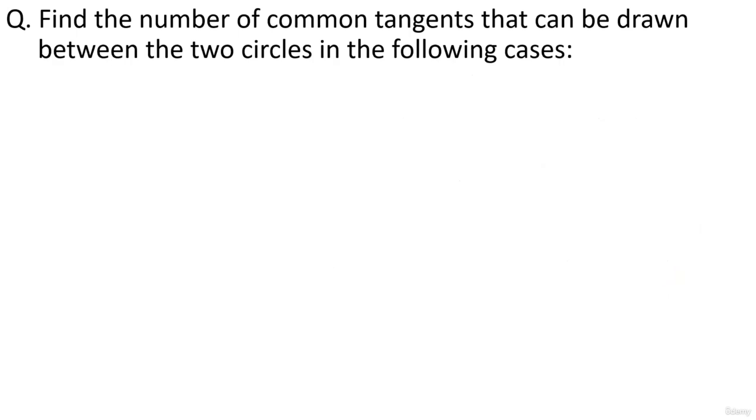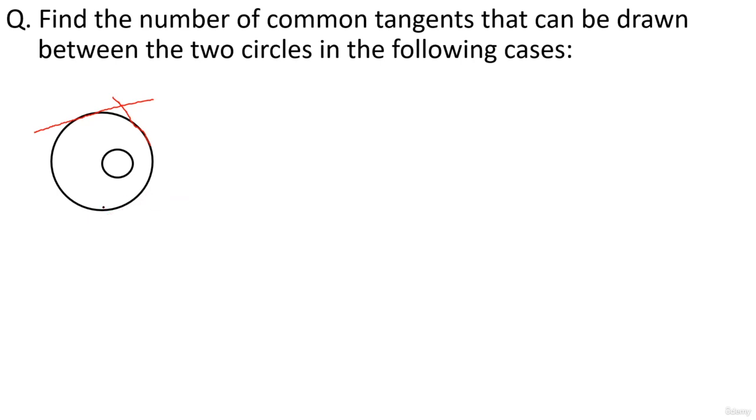In the next part, you are supposed to find out the number of common tangents that can be drawn between two circles in the following cases. First one is this. One circle, the bigger one, will be visible outside, and the smaller one will be visible inside. If you observe, guys, the tangent to the circle outside will just touch and pass by. It won't intersect the circle inside, right? Same way you can draw a tangent like this, another tangent like this.